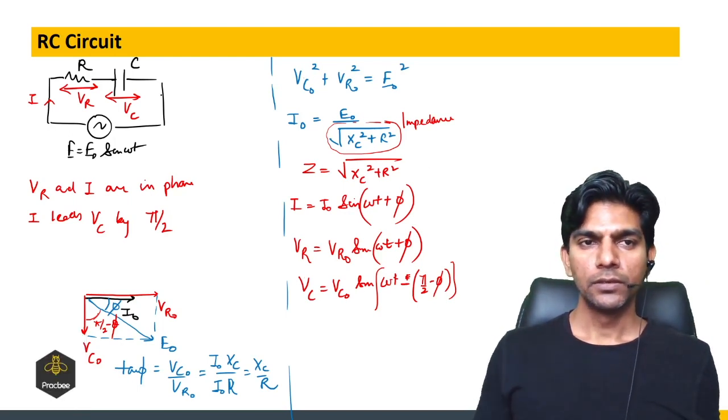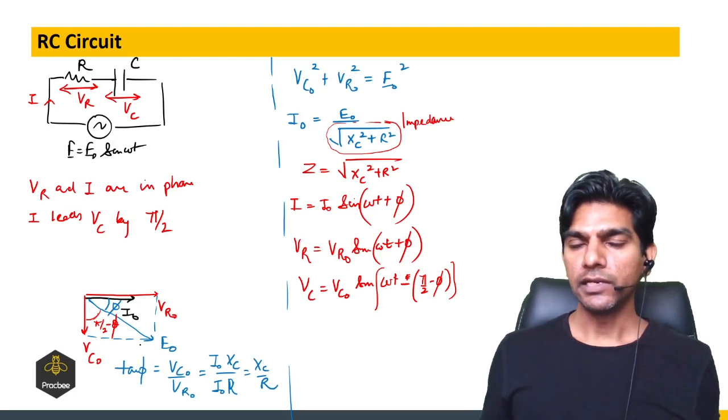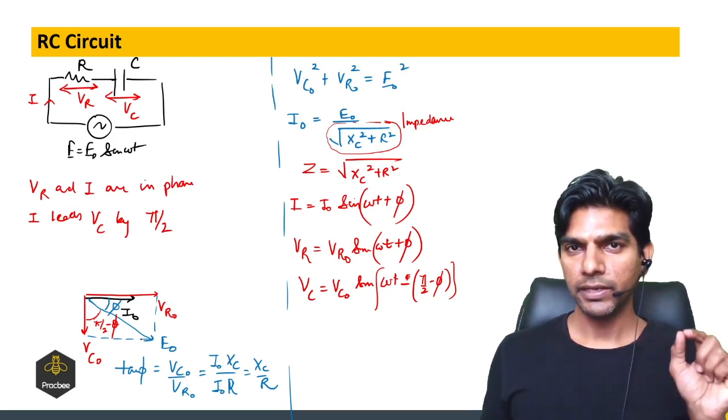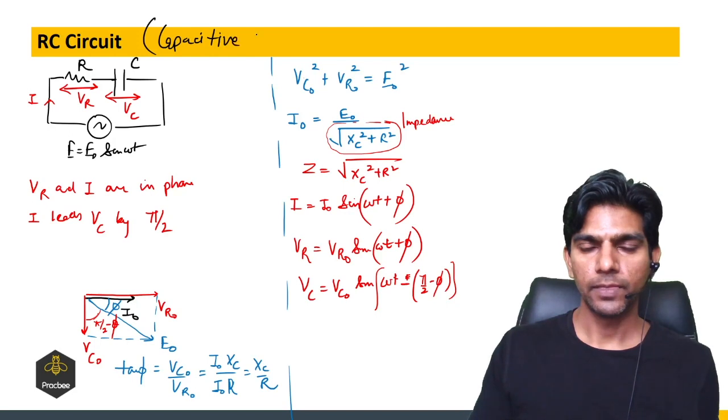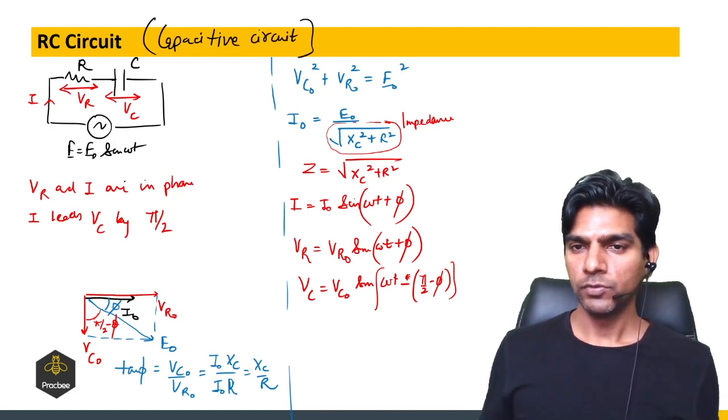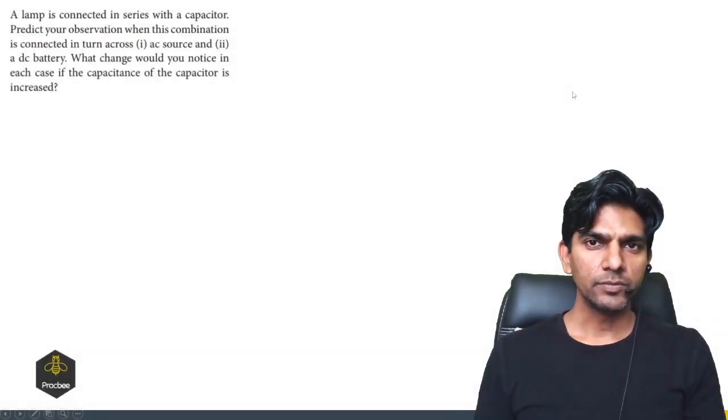Right? So in this case, current is leading the voltage, but by an angle which is less than 90. So such circuits are known as capacitive circuit. I hope this concept is clear. Now let us see some illustrations.